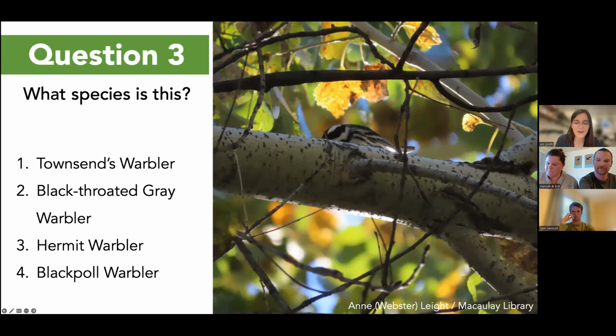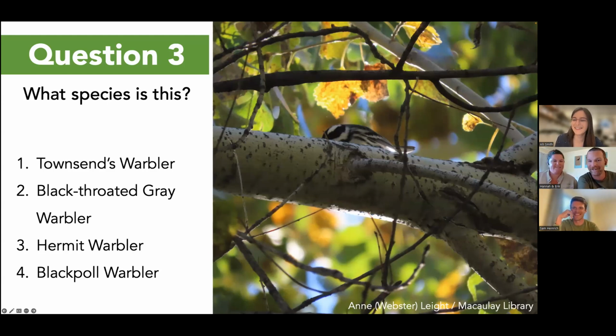Ooh, looks like the audience is pretty divided between two answers here. Give you a few more seconds to answer. And we'll say time is up. All right. So almost an even split here between two different answers. About 42% of the audience thinks this might be a blackpoll warbler, and 36% voted for black-throated gray warbler. So about equal there. Hannah and Eric, what do you think that this little blob on a branch might be?